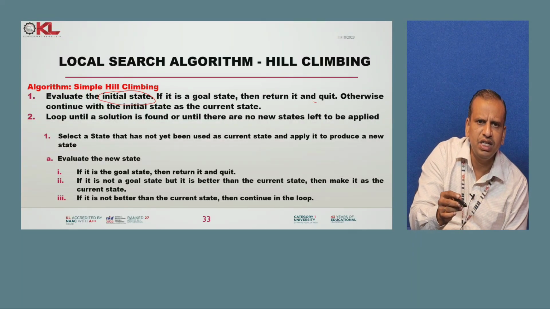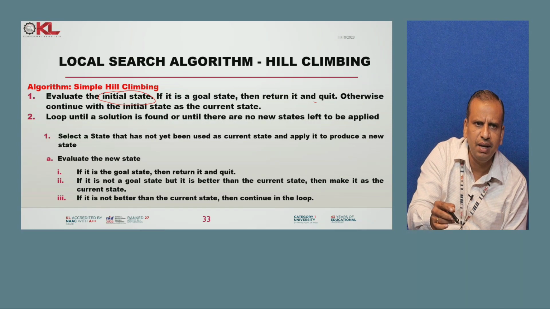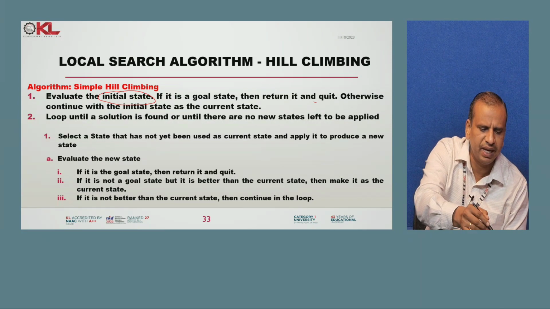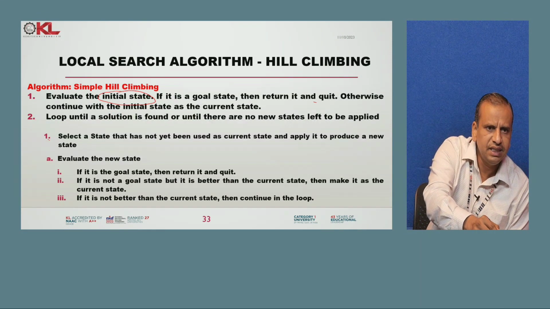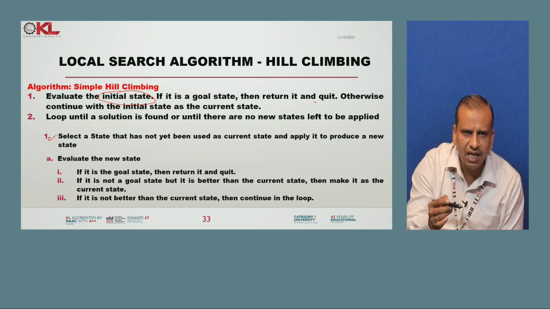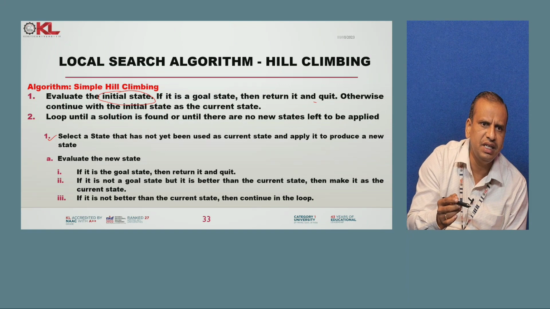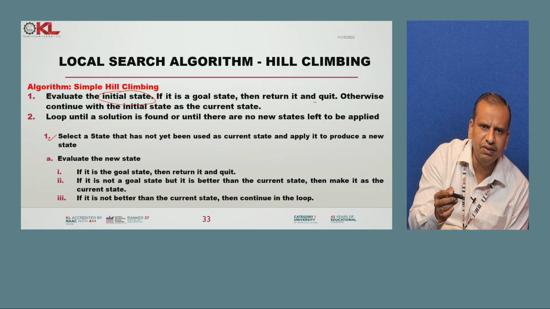Loop until a solution is found or there are no new states left to apply. The following steps will be applied. What are the following steps? Select a state that has not yet been used in the current state, and so on. Evaluate the new state. If it is a goal state, then return it and quit.